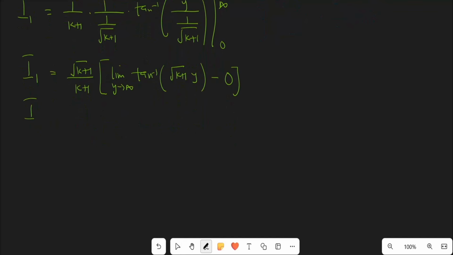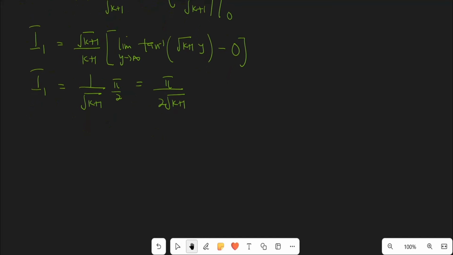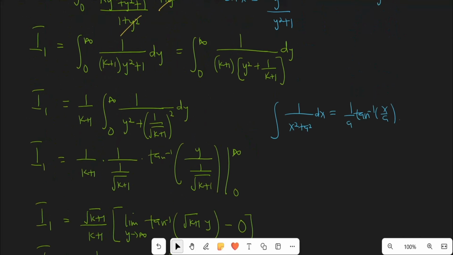So I1 is going to be what? We can rationalize the radical. When we do that, that is going to be 1 over the square root of k plus 1, like this. And as y is approaching infinity, tan inverse of infinity is pi over 2. So this is equal to pi over 2 times the square root of k plus 1. This is what I1 simplifies to.